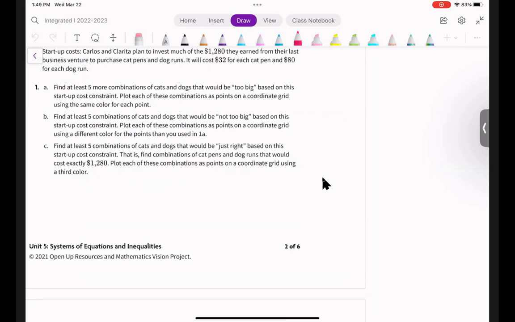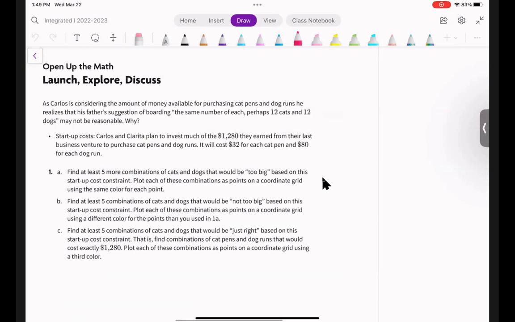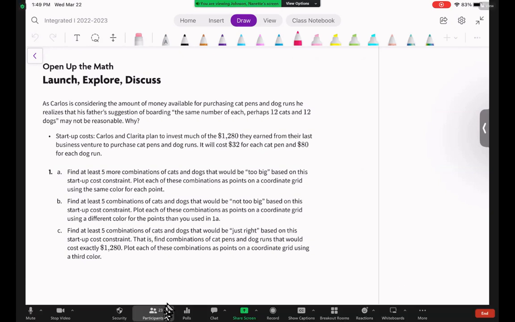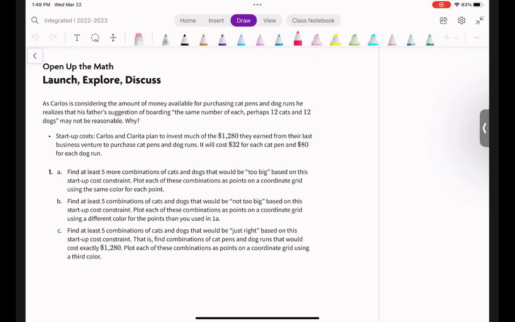So I need you to find 5 sets that are too big. So am I looking for 5 sets that meet the constraints, or am I finding 5 sets that don't meet the constraints? Yeah, very good. That don't meet it, right? But do ones that are doable for me to graph so that I can actually see them.